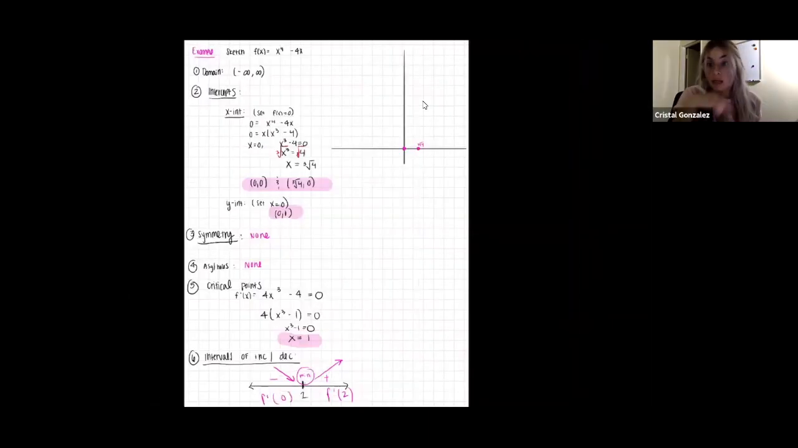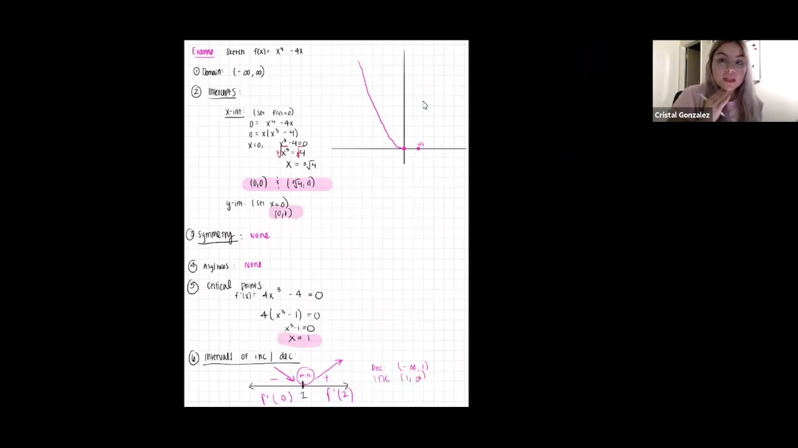And so what does that tell us about our graph? It tells us that we're decreasing from -infinity onto here, right? Because if we write down our intervals, we're going to be decreasing from -infinity to 1, and then we're going to be increasing from 1 to infinity.